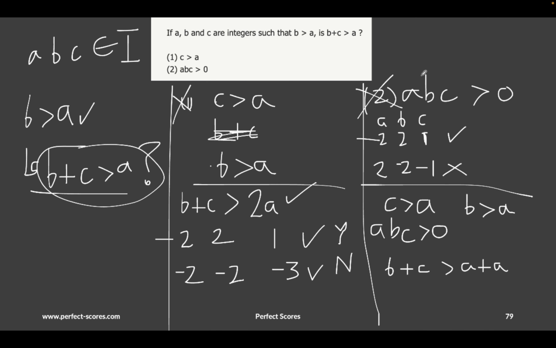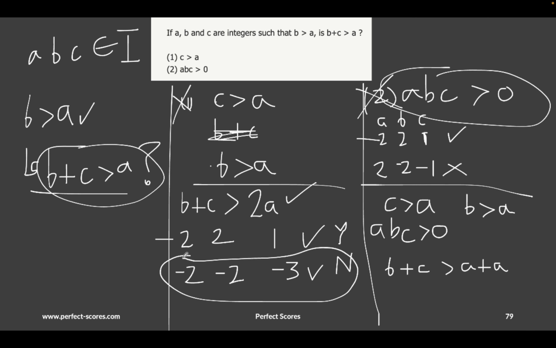Now ABC being greater than 0 actually takes this particular case out, because in this case ABC is not greater than 0, which means that at least two of them, or all of them, have positive signs. So if all of them have positive signs, then if b plus c is greater than 2a, then b plus c is going to be greater than a. So that's going to give me a yes if all are positive.